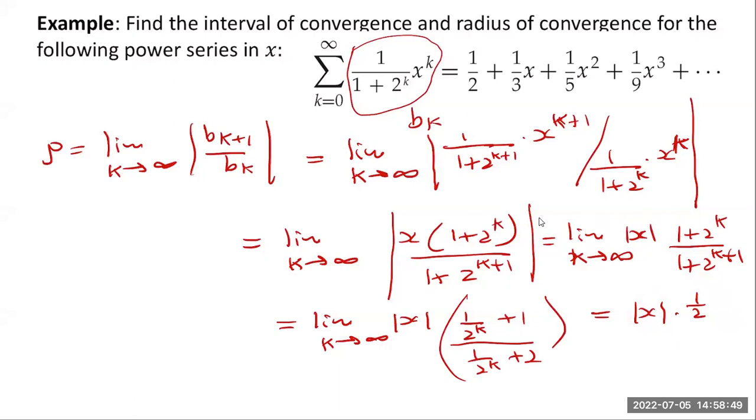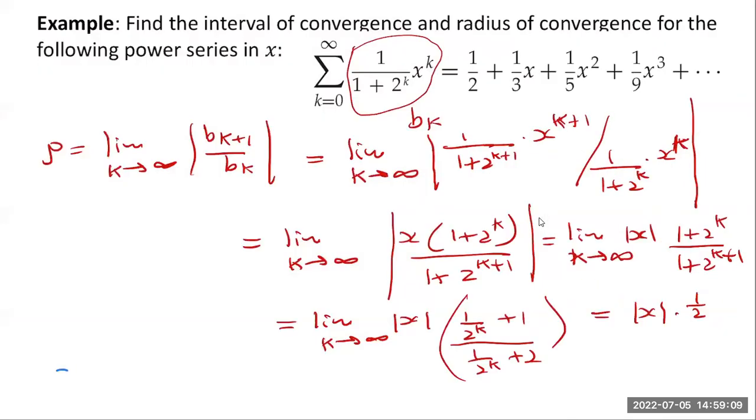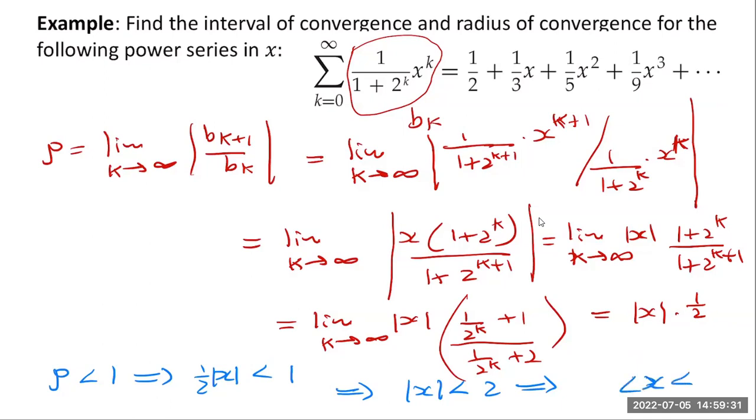What do we need? What is the requirement for our series to be absolutely convergent? We need our rho value to be less than 1. If the rho value is less than 1, then we know that the series converges absolutely. So I require my rho value to be less than 1. This implies that 1 half times the absolute value of x should be less than 1. If you multiply both sides by 2, the absolute value of x is less than 2. And by your pre-calculus knowledge, x has to be between minus 2 and plus 2.